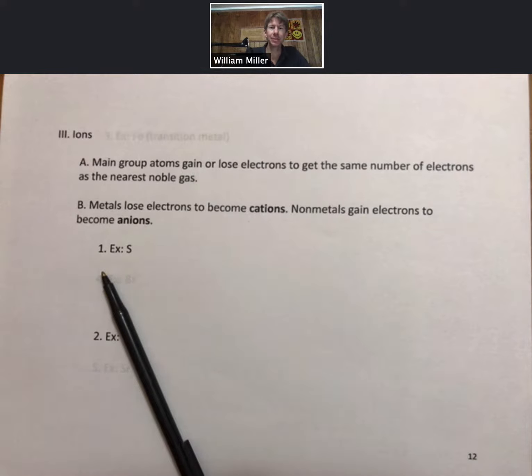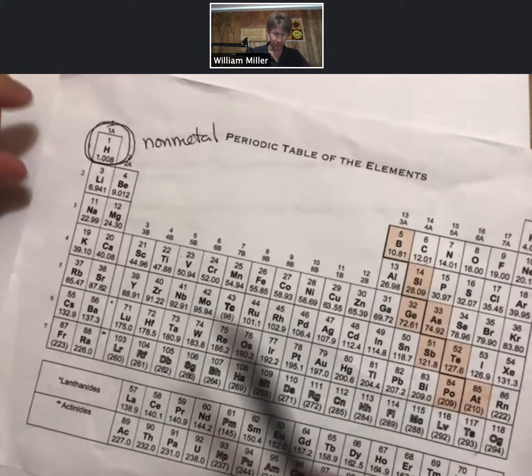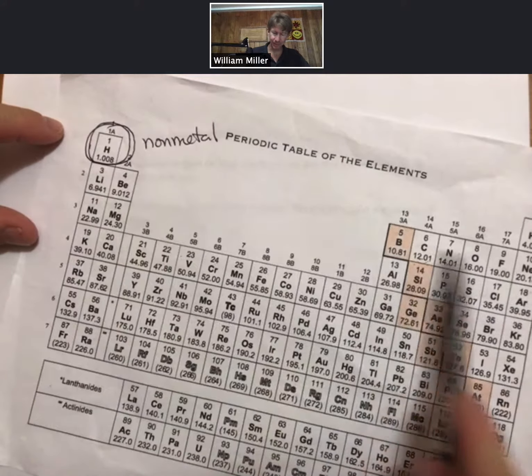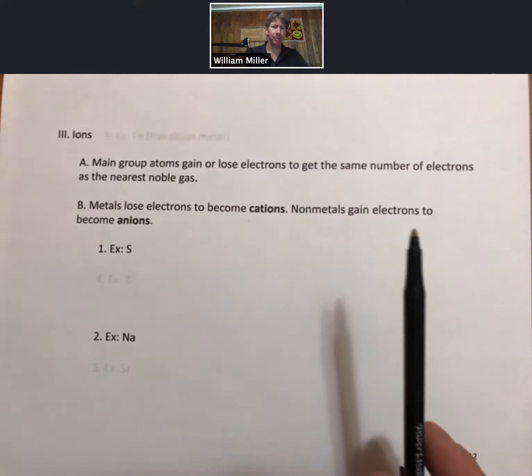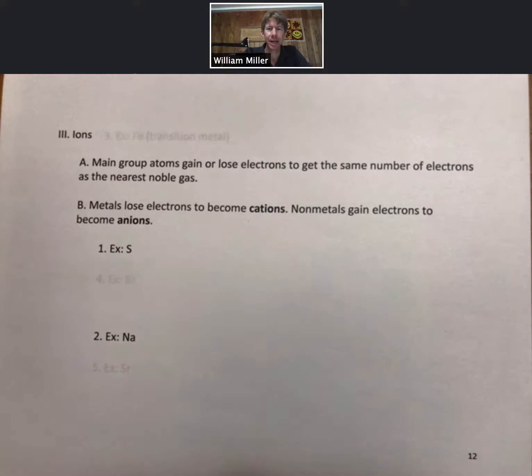And we're going to talk about some ions and also some nomenclature in this portion. A says main group atoms gain or lose electrons to get the same number of electrons as the nearest noble gas. Main group atoms are going to be the taller columns or groups on the periodic table. Metals lose electrons to become cations. Non-metals gain electrons to become anions, where anions are negatively charged ions and cations are positively charged.